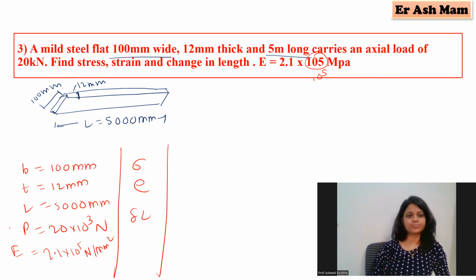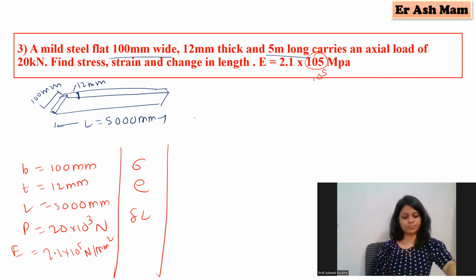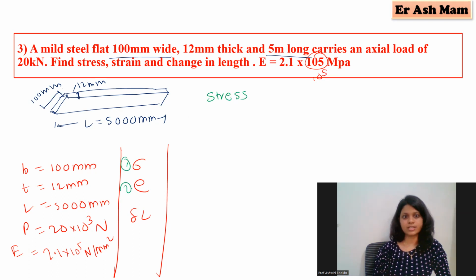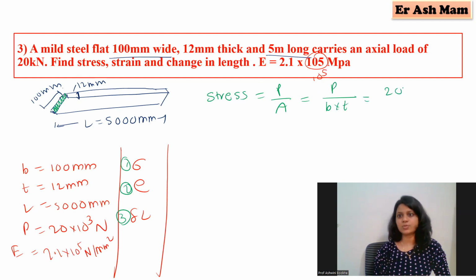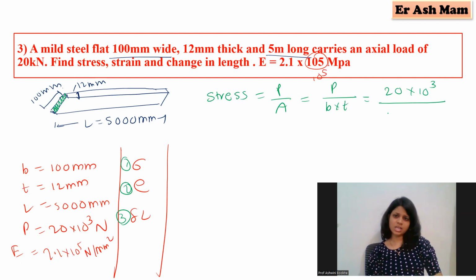First is stress, second is strain, third is change in length. We know stress equal to load upon area, that is P upon A. P is given, and area we can calculate. The cross section area of this flat is rectangular, therefore B into T. P is 20 into 10 raised to 3, B is 100 mm and T is 12 mm. Therefore, stress equal to 16.67 newton per mm square.